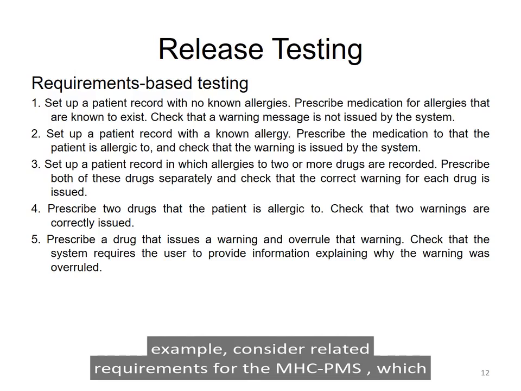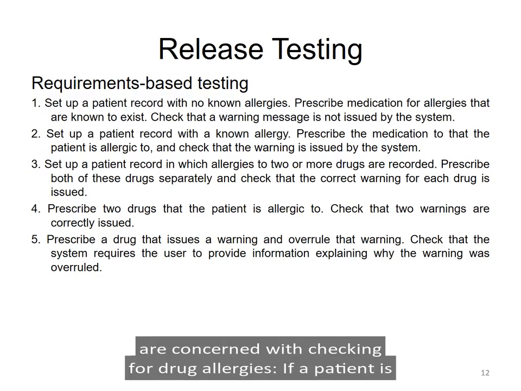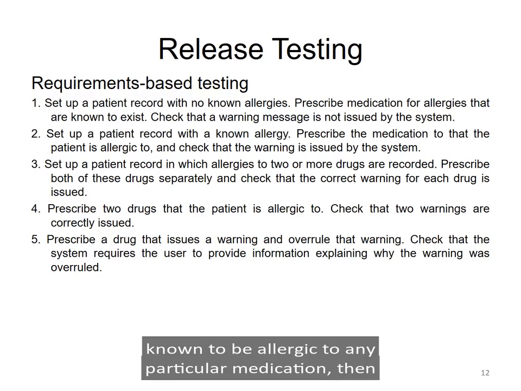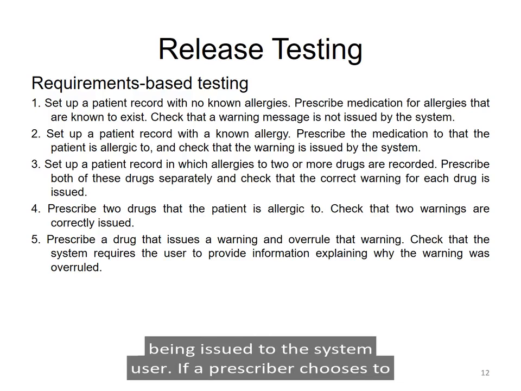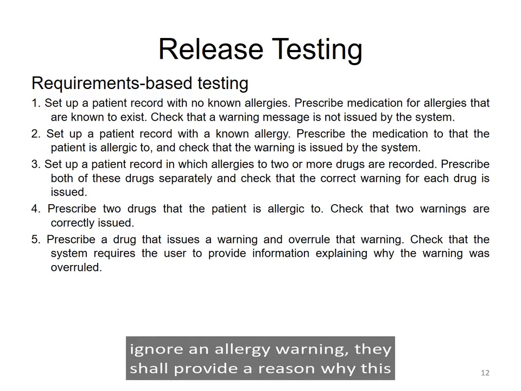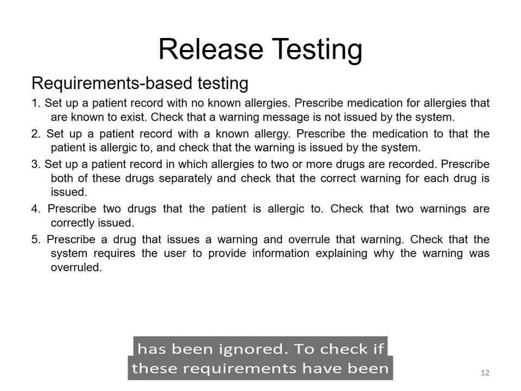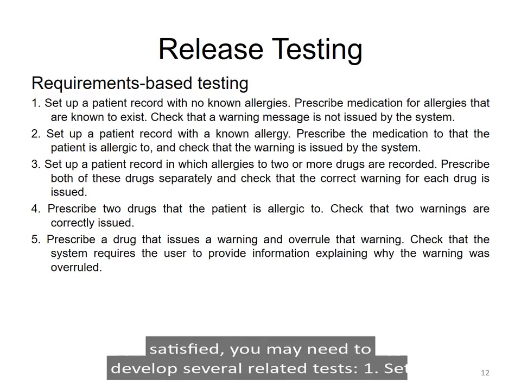For example, consider related requirements for the MHC-PMS, which are concerned with checking for drug allergies. If a patient is known to be allergic to any particular medicine, then prescription of that medication shall result in a warning message being issued to the system user. If a prescriber chooses to ignore an allergy warning, they shall provide a reason why this has been ignored. To check if these requirements have been satisfied, you may need to develop several related tests.